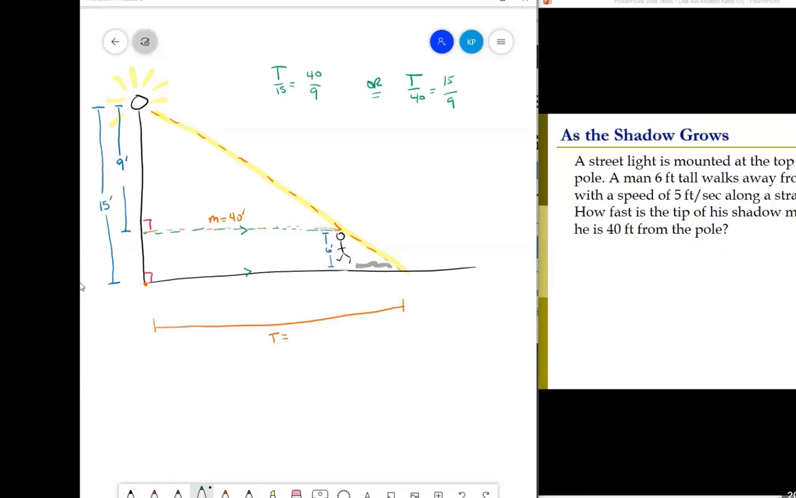So you could set up either way, however you want. It's preference. That should be enough information now for you to solve the rest of this.